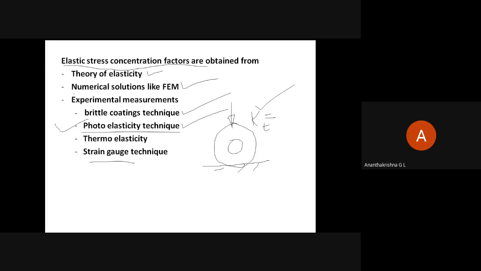Of course, we can also find it using the finite element method. That's another easy way of finding out stress concentration factor.